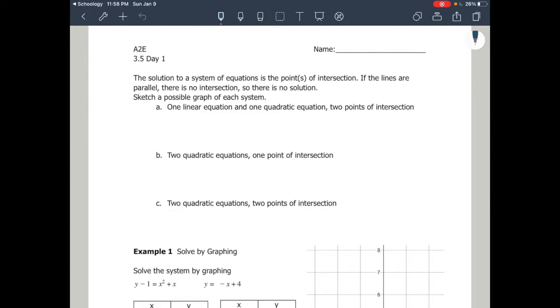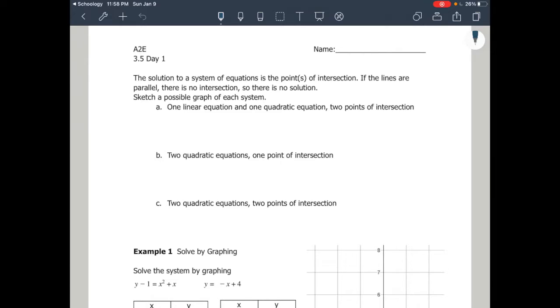So we're going to look at this generally speaking, and then look at it with the numbers. It says the solution to a system of equations is the point or points of intersection. If the lines are parallel, there is no intersection, so there's no solution. Sketch a possible graph of each system.